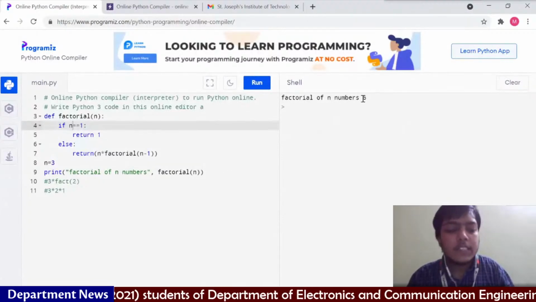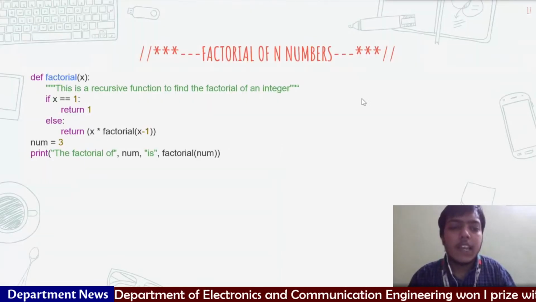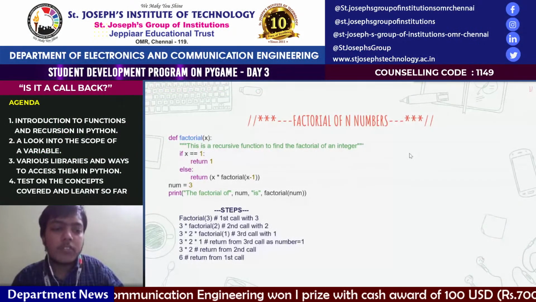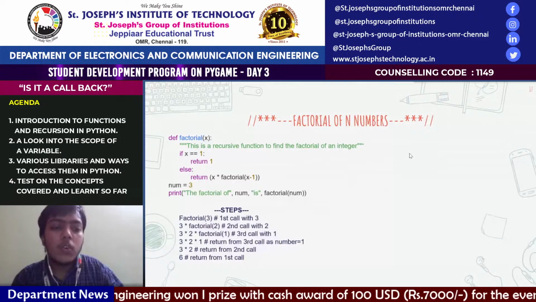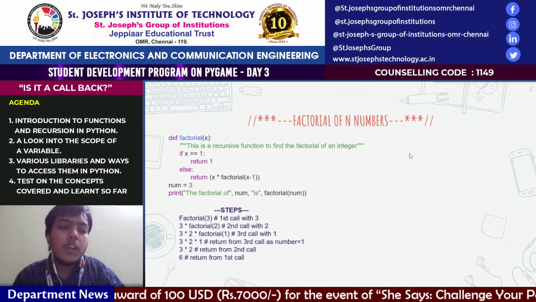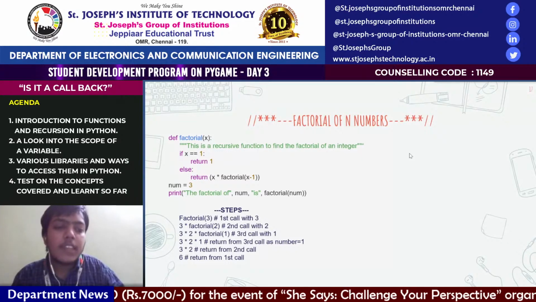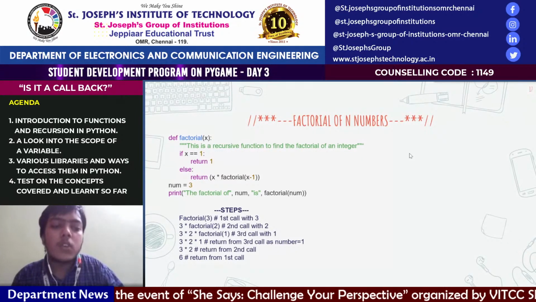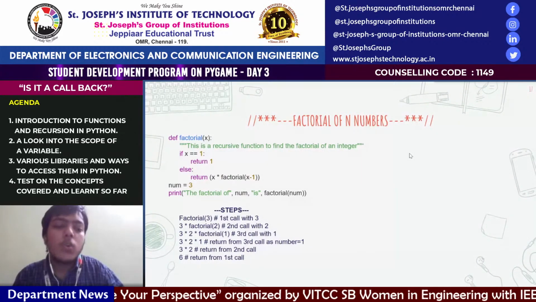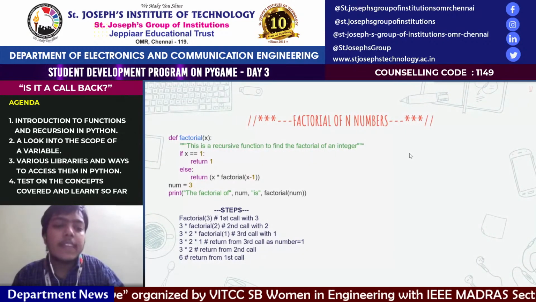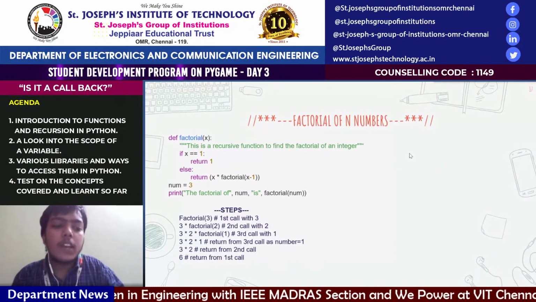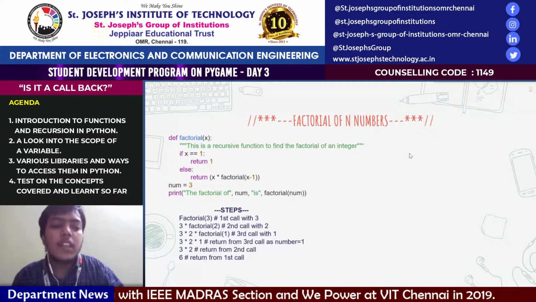N numbers are 6. For better understanding, I will give the steps over here. In the first case, n is 3. We are sending 3 to the function. Therefore, 3 into, in that return statement, we are having factorial of n minus 1, that is 3 minus 1 is 2. We are again calling the function a second time. Therefore, it is 3 into 2 into, the third time it is factorial of n. In this case, n is equal to 2. Therefore, 2 minus 1 is 1. The third call, we are calling n is equal to 1. And we are returning 1 in the first case. Therefore, it's 3 into 2 into 1.